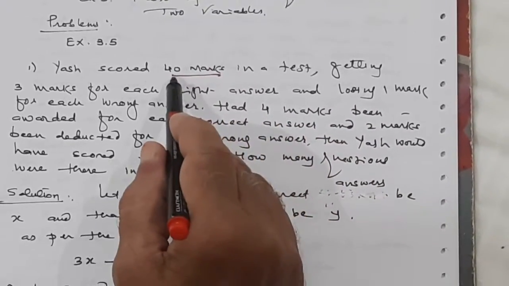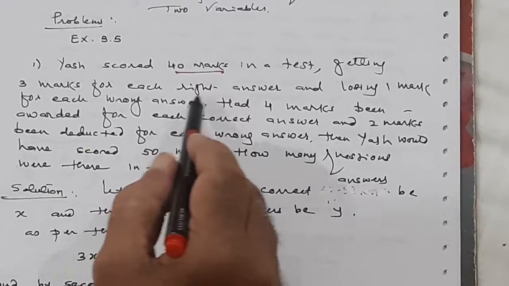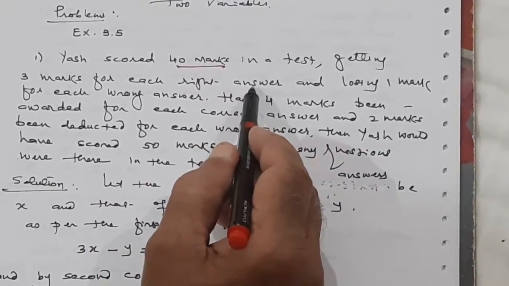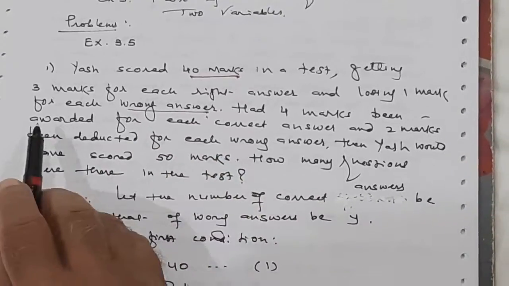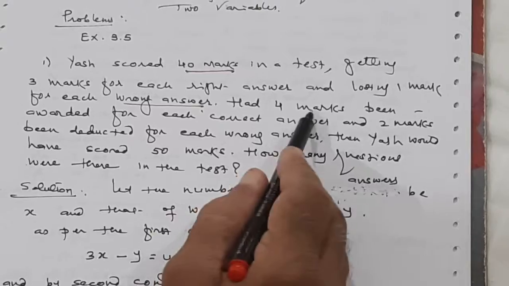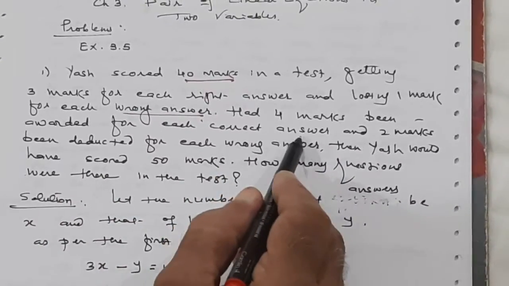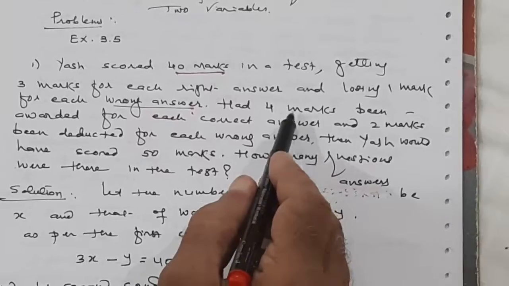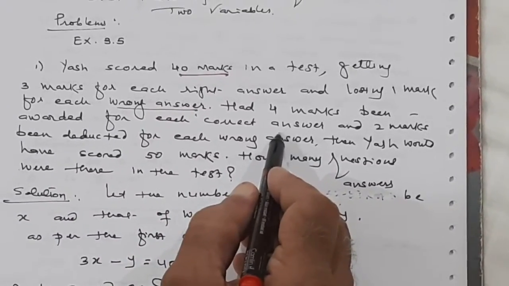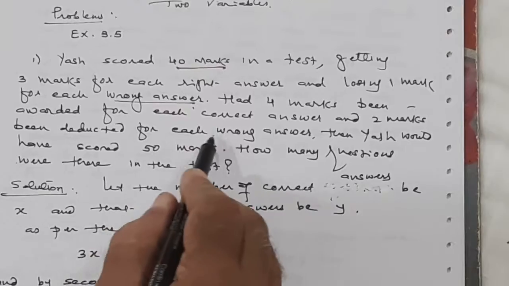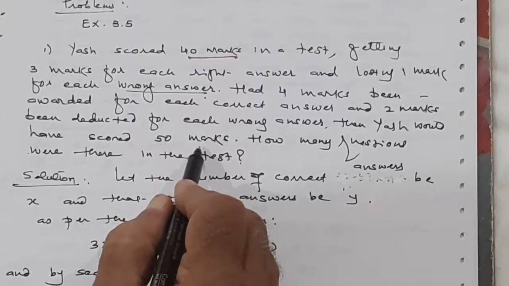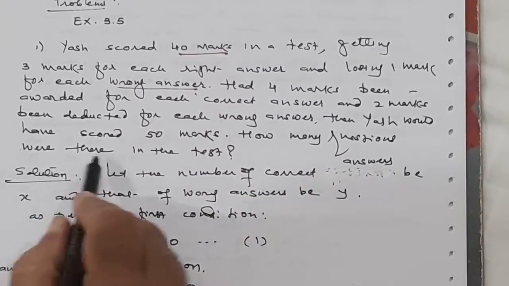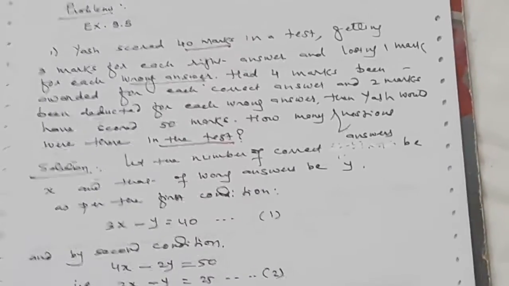Total score was 40 marks, getting 3 marks for each right answer and losing 1 mark for each wrong answer. Had 4 marks been awarded for each correct answer, this is the second condition. If 4 marks are awarded for correct and 2 marks are deducted for wrong answer, then Yash would have scored 50 marks. So how many questions were there in the test? So total number of questions we have to find. So two conditions are given.